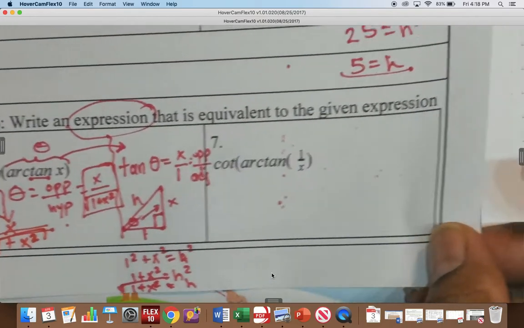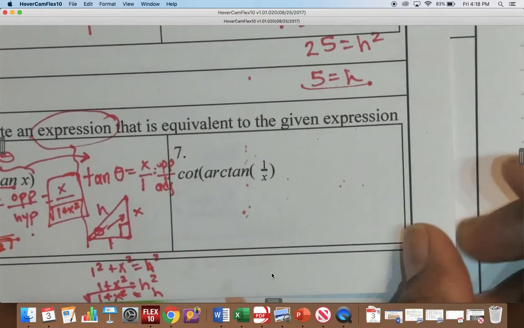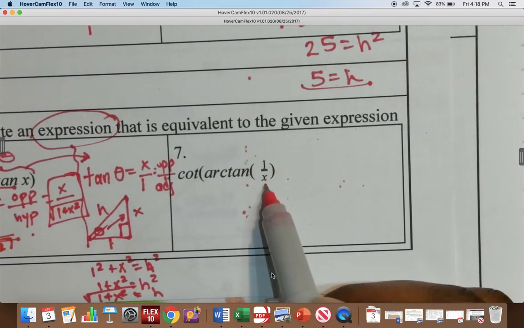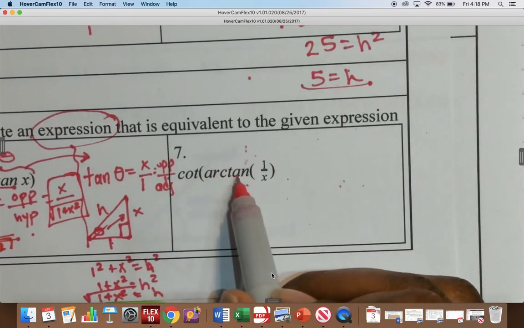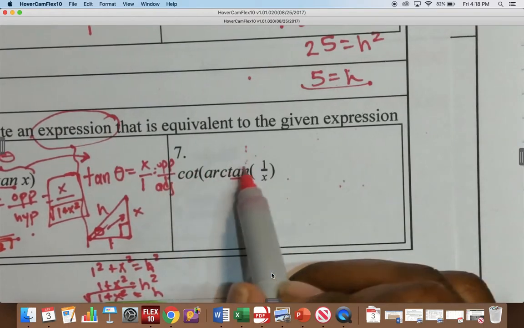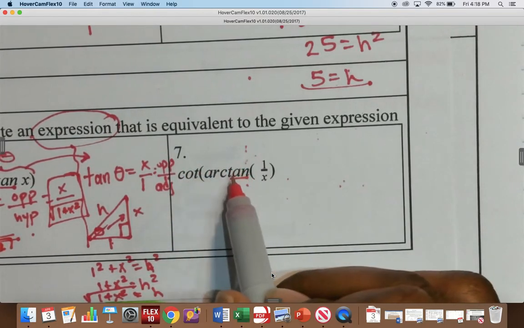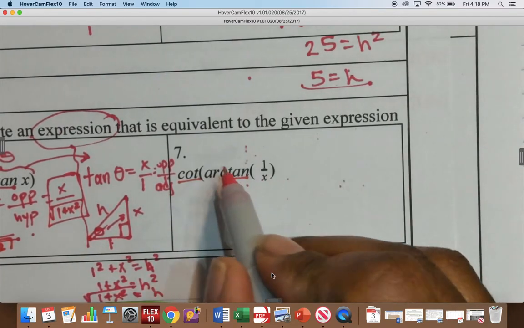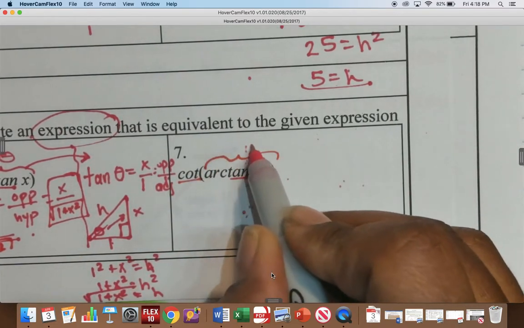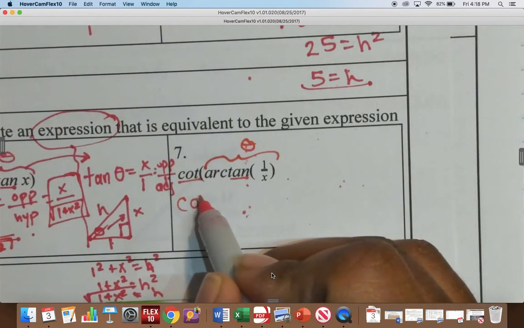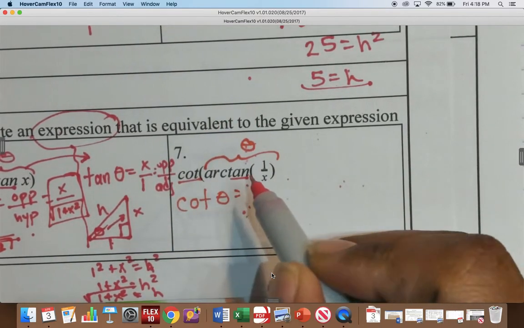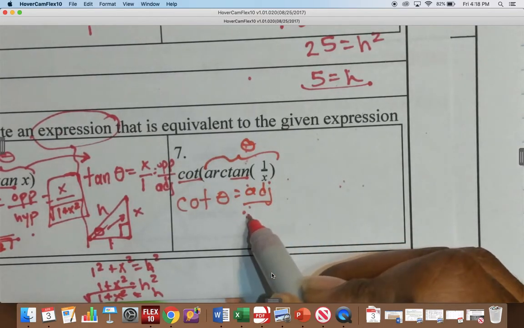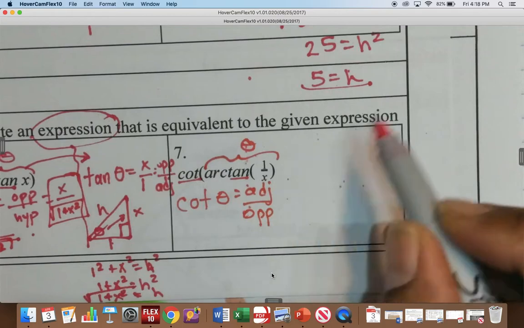All right, let's try one last one. So we're looking for cotan of arctan of 1 over x, right? So a nice thing is I can't cancel these out because they're not inverses exactly of each other, but cotan and tan are related in another way. So let's just start out with rewriting this as theta. So I'm really looking for cotan of theta, and I think about cotan as, well, cotan is adjacent over opposite. So I'm looking for that ratio.